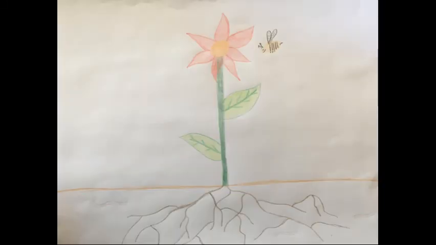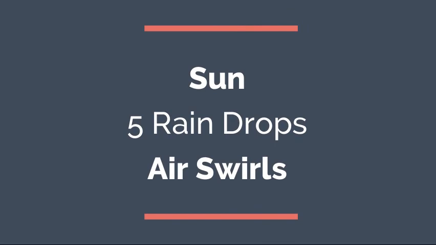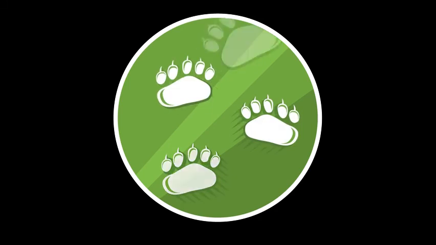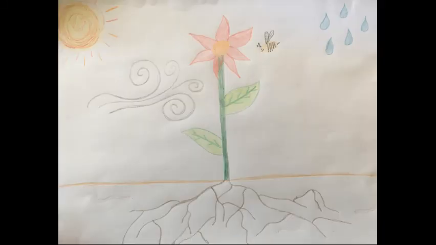Here's the picture that I created. You can see I chose to draw a simple sunflower with a few extra details like a honeybee pollinating the flower and a couple worms wiggling underground with the roots. So now we're going to add a few more details together. Please add a bright shining sun, 5 raindrops, and some squiggles or swirls to represent air. You can see my example here.